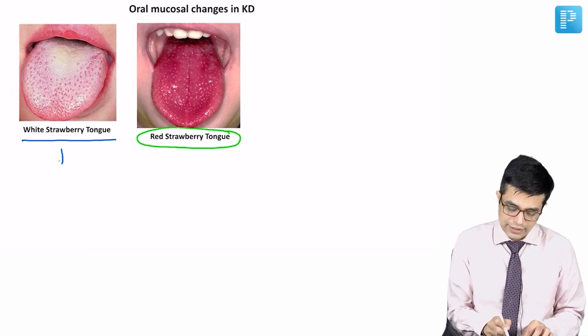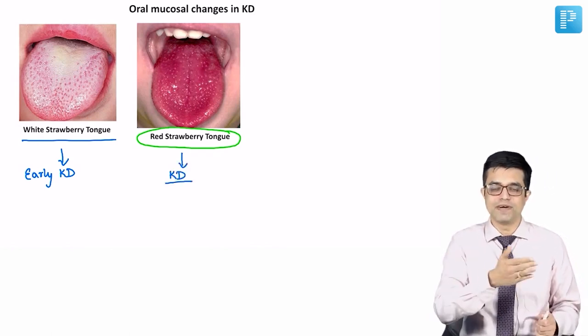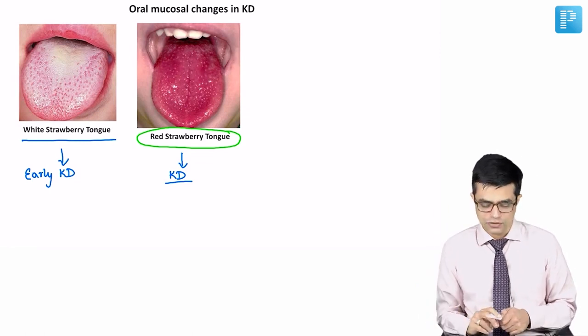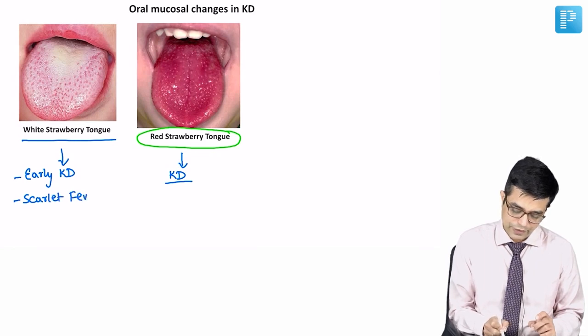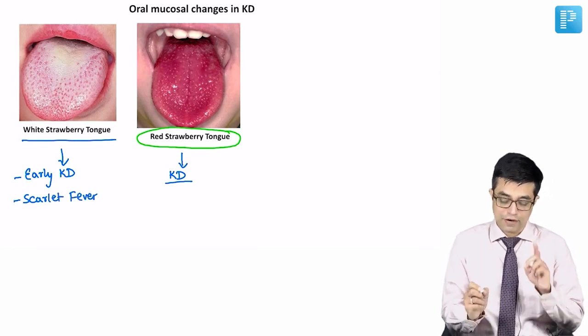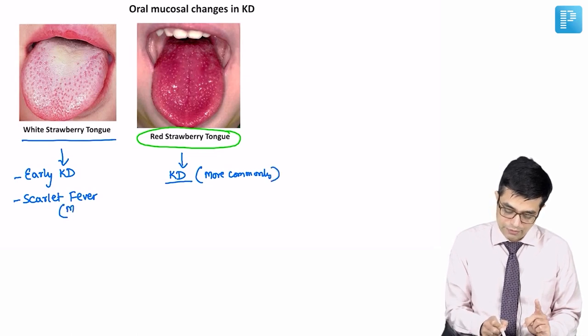White strawberry tongue is seen in early stages of Kawasaki disease, whereas red strawberry tongue is a feature of Kawasaki disease. In fact, if you remove the exudate, you will end up with a raw strawberry tongue only. White strawberry tongue is also seen in patients with scarlet fever. So, Kawasaki disease has red strawberry tongue more commonly, whereas white strawberry tongue is seen in scarlet fever more commonly.